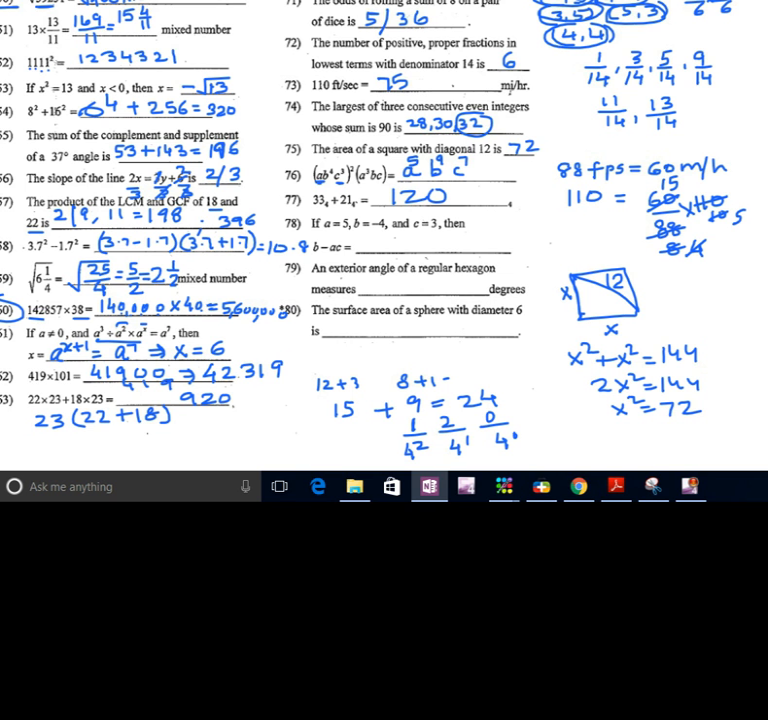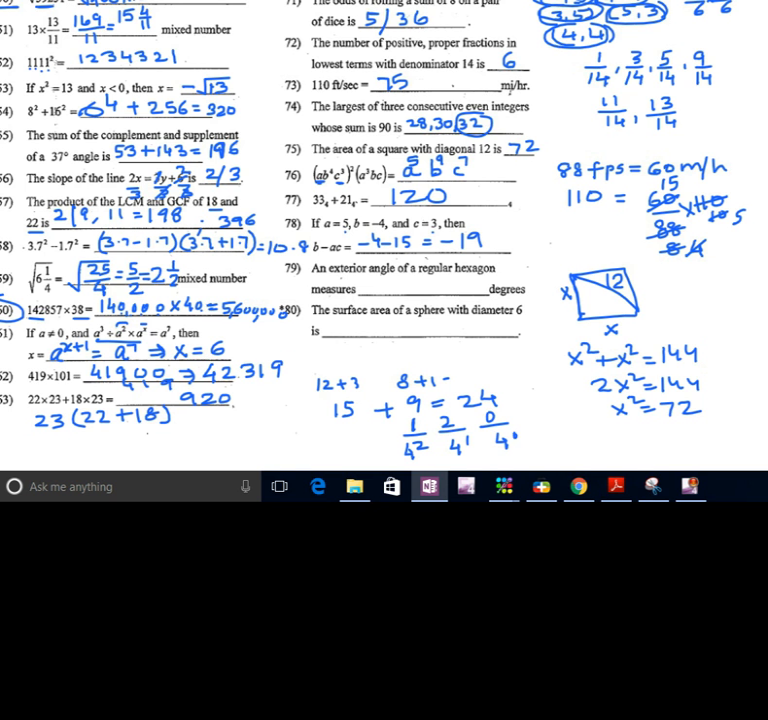If a is equal to 5 and b is equal to -4 and c is equal to 3, then b minus ac is how much? So b is clearly -4, and minus a times c is 5 times 3, which is 15. So the answer is -19.